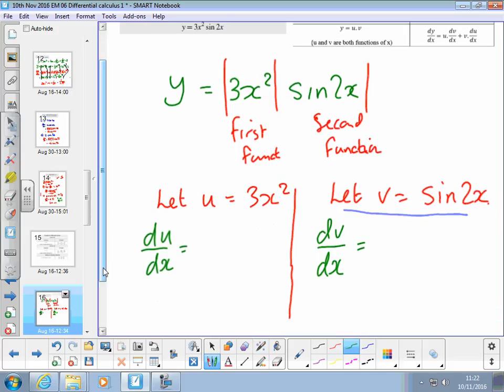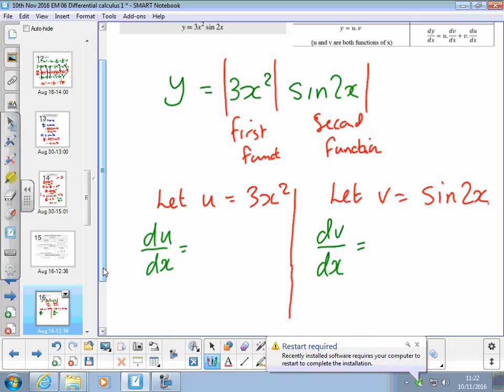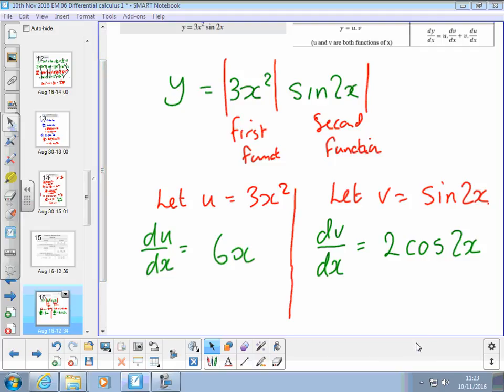So this function differentiated, Jordan, is, yeah, just what the answer is, 6x. So we brought that down and multiplied. 2 times 3 is 6. Took 1 off the index. And dv by dx, Caleb, is 2 cos 2x. So everyone agree with that? Yeah.